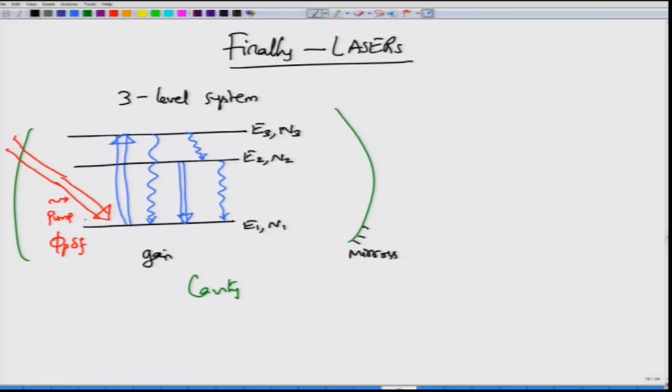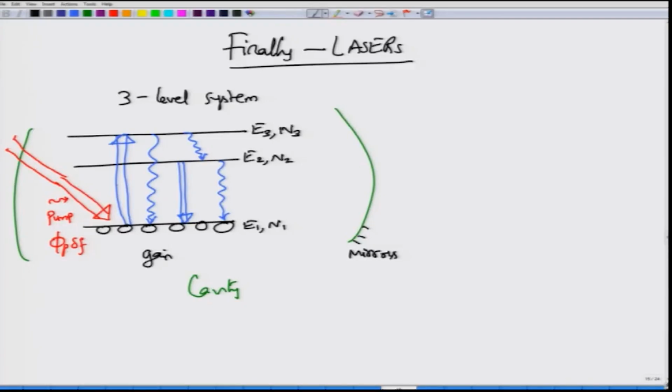And what does this pump do? This pump allows the atoms in the energy level E1 to get excited to energy level E3. So, please note, this is very important. You are not sending in the pump of an energy such that it is going to get to E2. You are sending the energy such that you are giving it more energy, so that these atoms in the ground level do not go to E2, but directly jump up to the level E3.